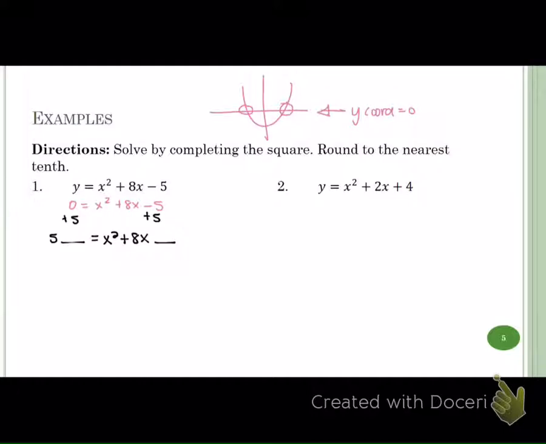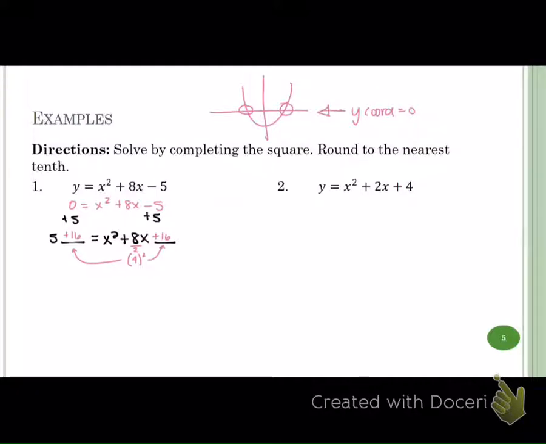Okay, Riley, what goes in my blanks for this one? Is it 16? Mm-hmm. So you do half of 8, which is 4, and 4 squared is 16. Remember, whatever you do to one side in an equation, you have to do to the other to keep that teeter-totter balanced.